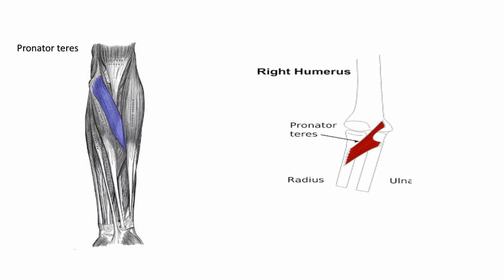Pronator teres has two origins: one from the medial epicondyle and the other from the coronoid process of the ulna. It attaches laterally to the midshaft of the radius. Actions: pronation of the forearm.